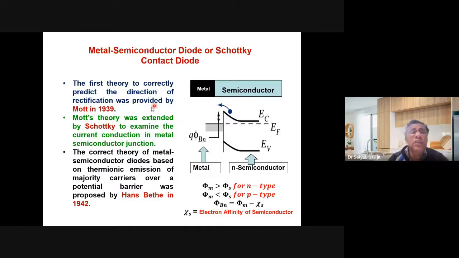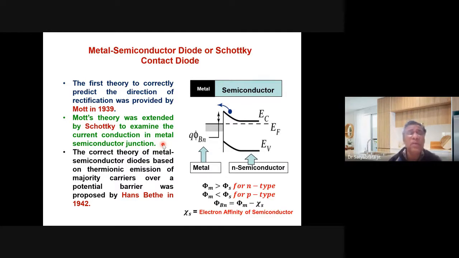Consequently, there is another theory that came, the Mott-Schottky theory, as we know. The theory was predicting that the point contact diode is some kind of metal and semiconductor junction. To explain the behavior of metal and semiconductor rectification, that is the point contact diode, one theory was given in 1939 by Neville Mott, and the Mott theory was extended by Schottky to examine the current conduction in the metal semiconductor junction. So basically that was the Schottky junction theory. Schottky junction theory means basically metal semiconductor junction theory.